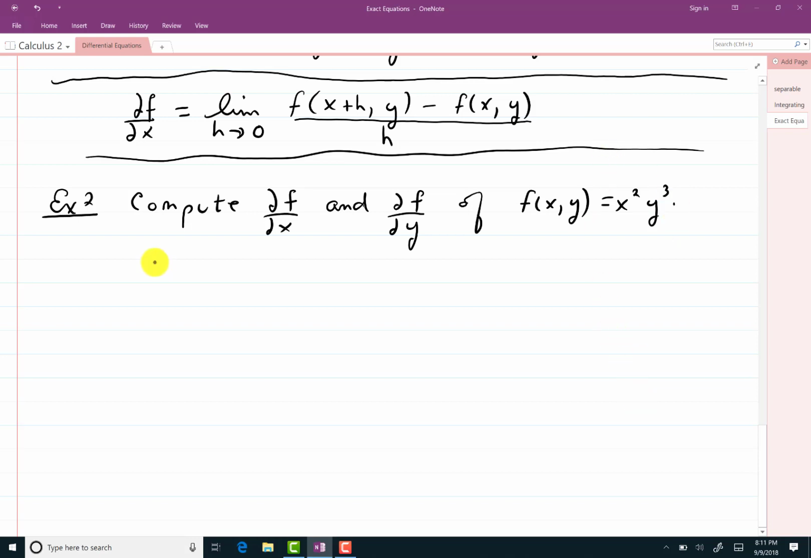So then let's start with the partial of f with respect to x. Now you're acting as though y is a constant. So here is some number times x squared. So you're simply going to get 2x and then just leave the y alone.